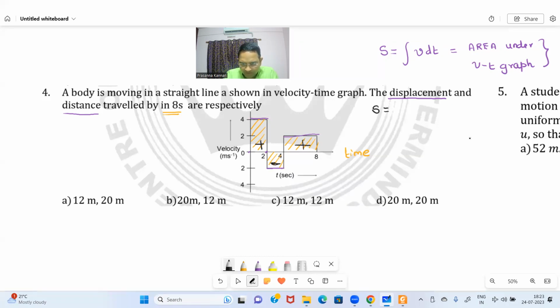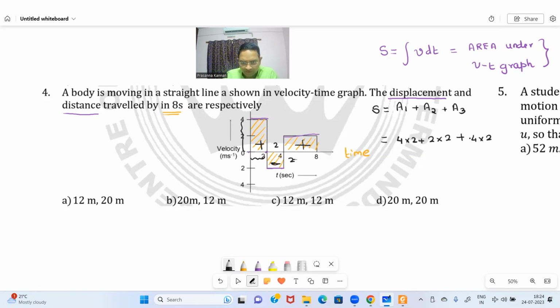So displacement is equal to area 1 plus area 2 plus area 3. Area 1 will be just a rectangle, length into breadth. So you can see this distance is 4, whereas this is 2. So it is 4 into 2. And area 2, if you see, it's a square. This distance is 2 and this distance is also 2. So it's going to be 2 into 2 plus area, the third area is going to be again a rectangle, 4 into 2, correct?